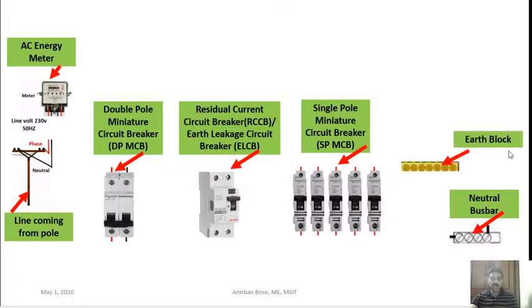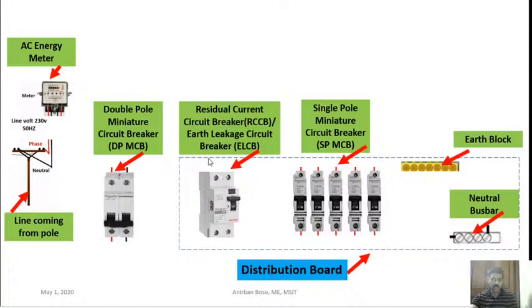This one is the earth block, similar to the neutral bus bar. These are also connected, and through them the earthing lines are coming and going. Okay, so this is what earthing is. The whole thing is called the distribution board, through which it is connected to different rooms, or different buildings, or maybe different floors.